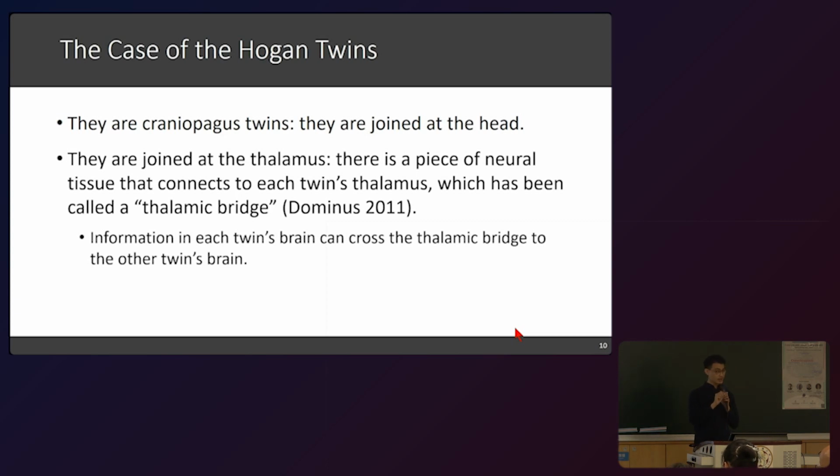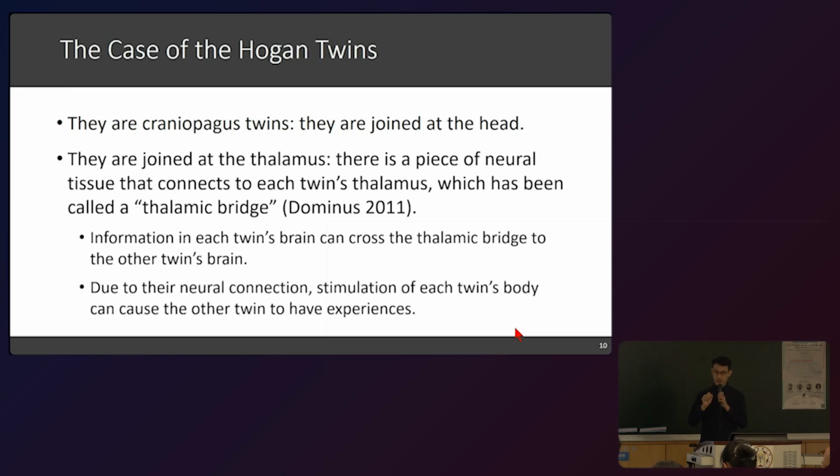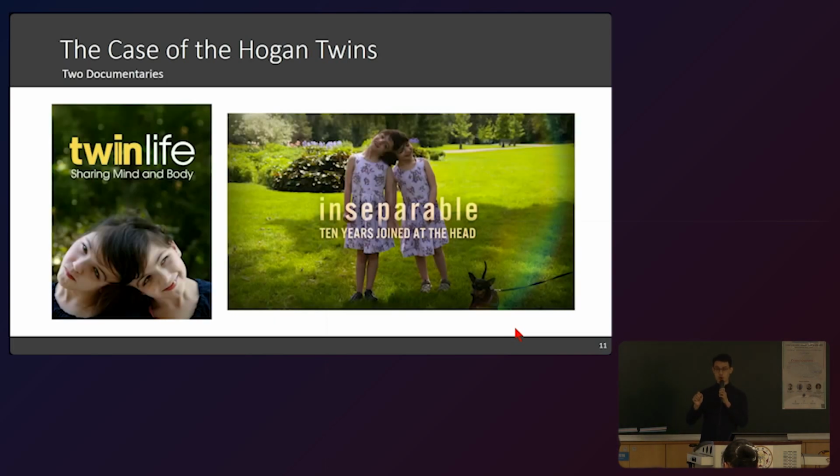Information in each twin's brain can cross the bridge to the other twin's brain. And most importantly, due to their very special neural connection, stimulation of each twin's body can cause the other twin to have experiences. The Canadian Broadcasting Corporation made two documentaries about the twins. The films capture their behavior and interaction well, but since time is limited, I'm not going to play the films. Instead, I will just tell you the two most relevant events.